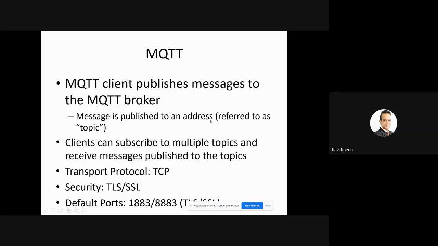So a message is published to an address referred to as a topic. So particularly it needs to say which topic it is, which data it is. Now it says clients can subscribe to multiple topics. So we are referring to which client here? The subscribers. Yeah, here we are referring to the subscribers. Just to tell you that a publisher is a client, a subscriber is also a client. Clients can subscribe to multiple topics, that is different types of data, like light intensity, temperature, humidity, whatever, and receive messages published to the topics. So below you see some configuration details.